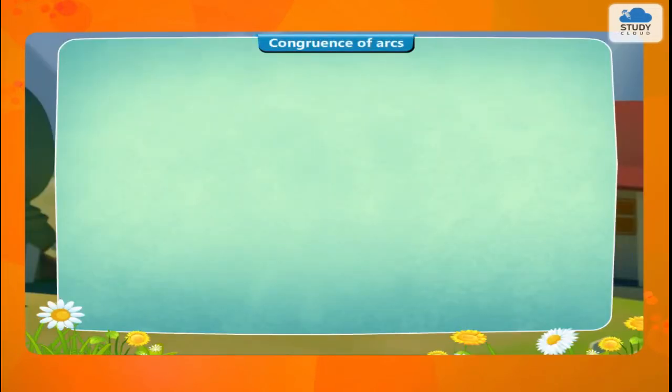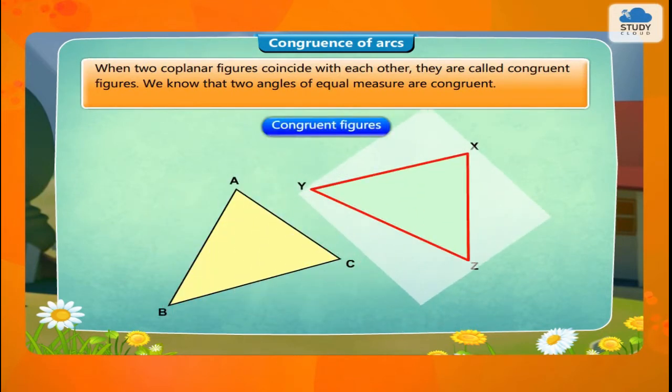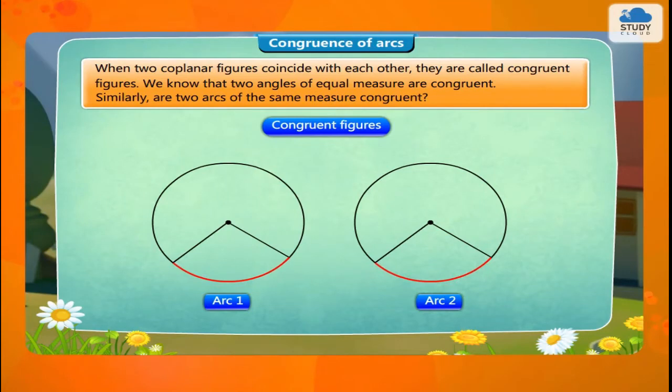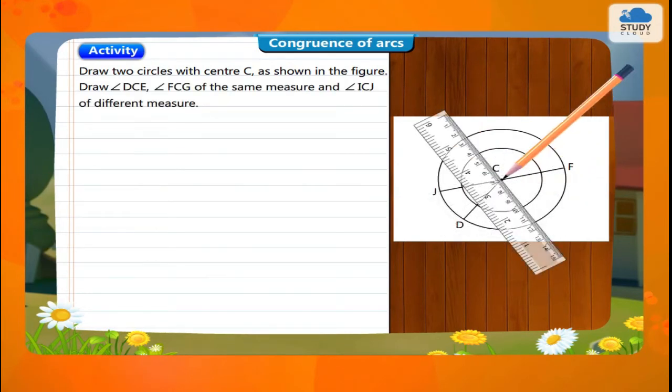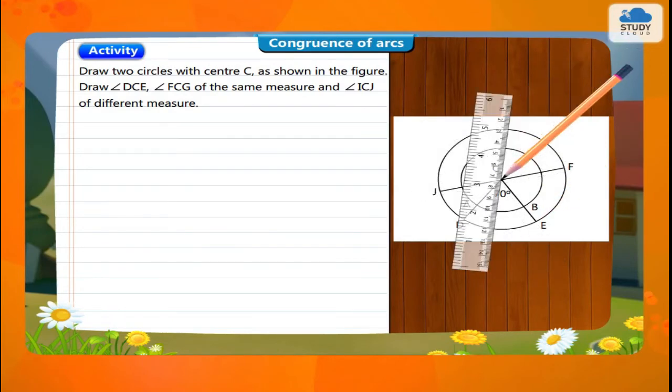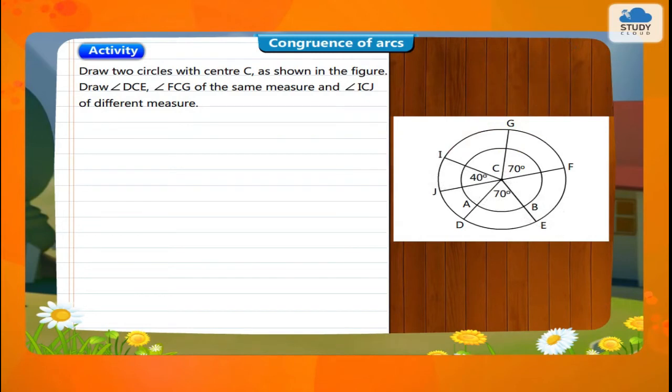Congruence of arcs. When two coplanar figures coincide with each other, they are called congruent figures. We know that two angles of equal measure are congruent. Similarly, are two arcs of the same measure congruent? Let us find the answer by doing the following activity. Draw two circles with center C as shown in the figure. Draw angle DCE, angle FCG of the same measure and angle ICJ of different measure.